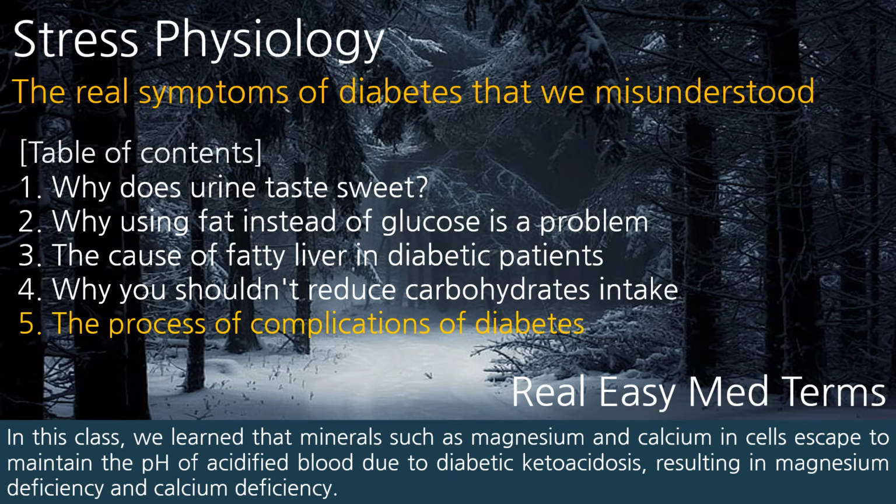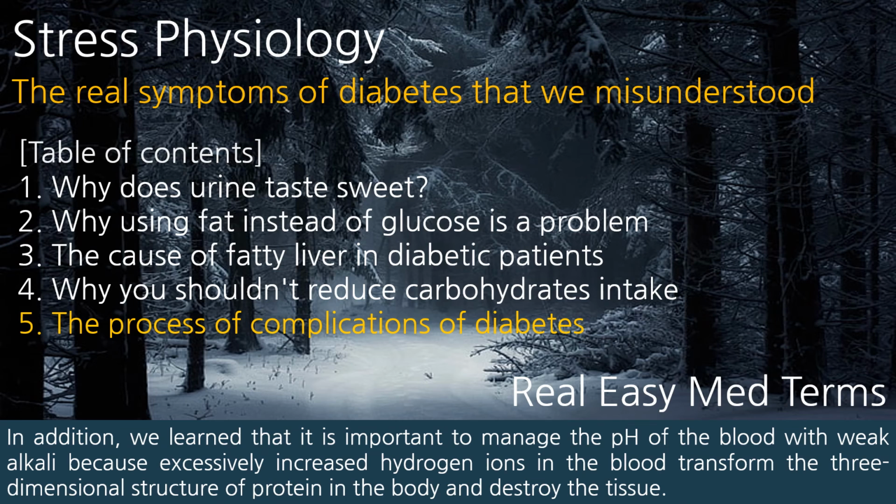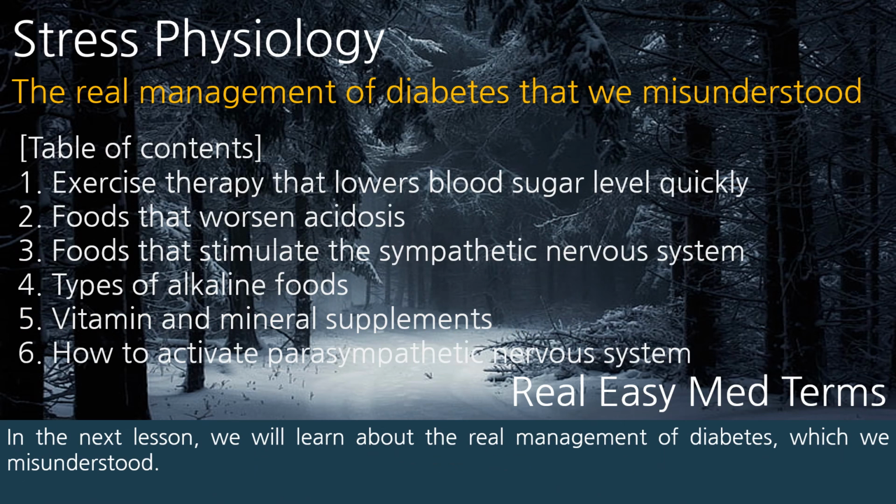In this class, we learned that minerals such as magnesium and calcium in cells escape to maintain the pH of acidified blood due to diabetic ketoacidosis, resulting in magnesium deficiency and calcium deficiency. In addition, we learned that it is important to manage the pH of the blood with weak alkali because excessively increased hydrogen ions in the blood transform the three-dimensional structure of protein in the body and destroy the tissue. In the next lesson, we will learn about the real management of diabetes, which we misunderstood.